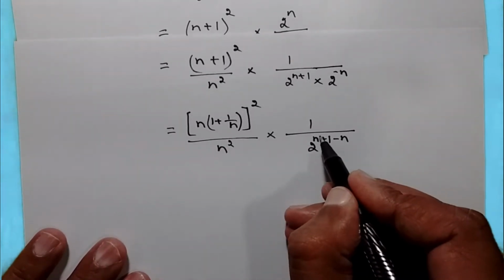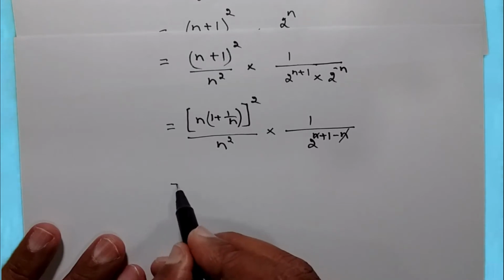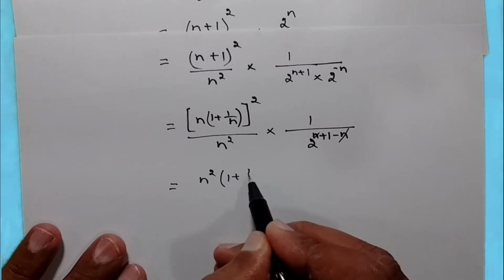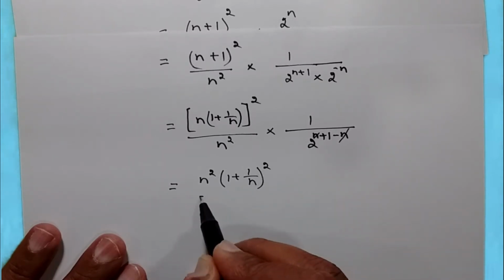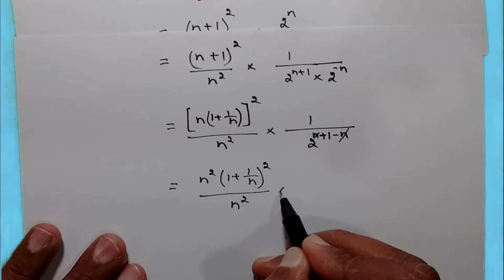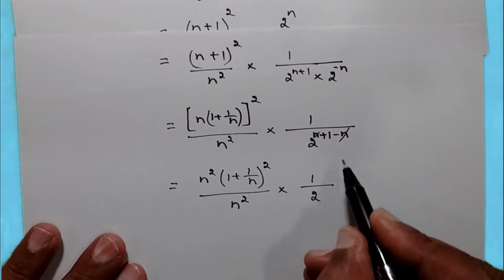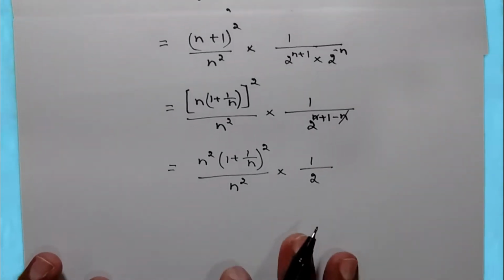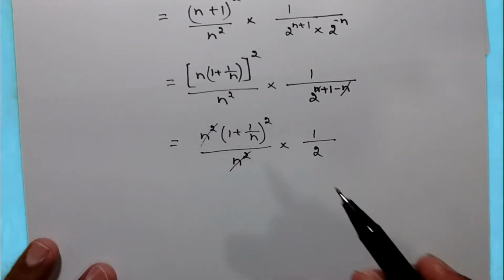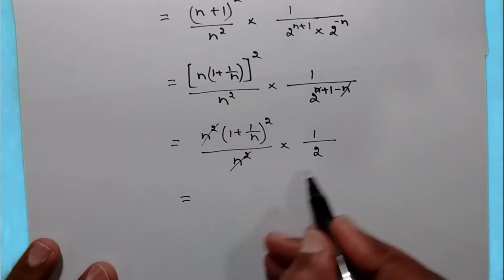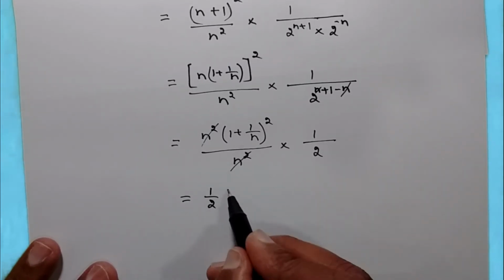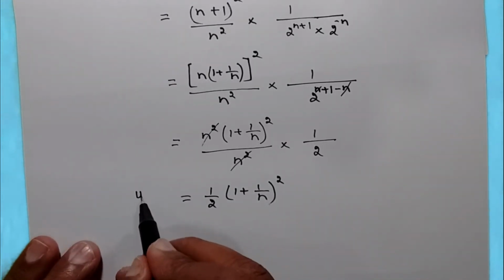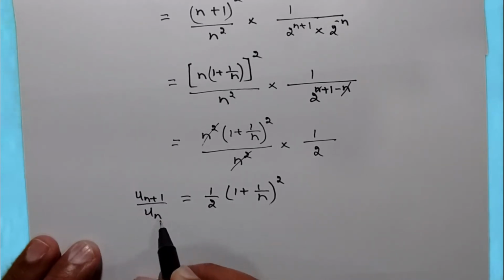So this plus n and minus n will cancel out, which will be equal to, raising to the power of 2, n square (1 plus 1 by n) whole square divided by this n square, into 1 by 2 power of, because plus n and minus n will cancel out, only 2 power of 1 will be 2 itself. And further you can cancel out this n square and n square. You will be left with the constant 1 by 2 as it is into (1 plus 1 by n) whole square. So you got the value of un plus 1 by un.